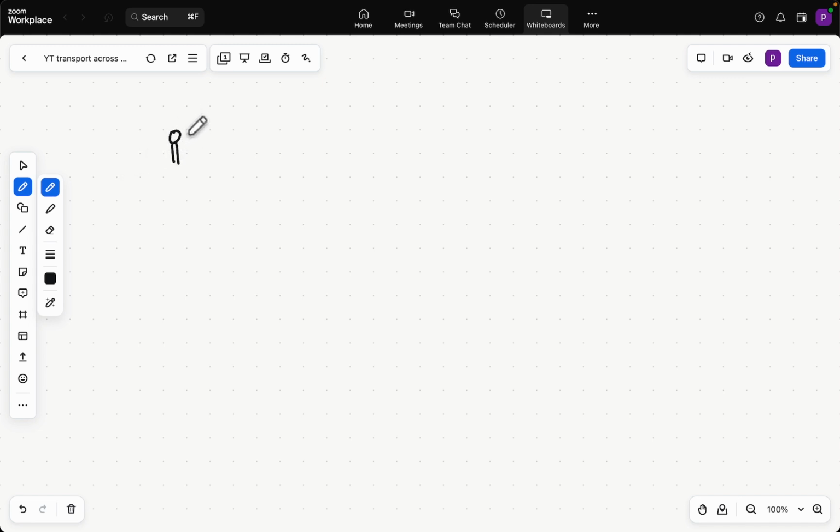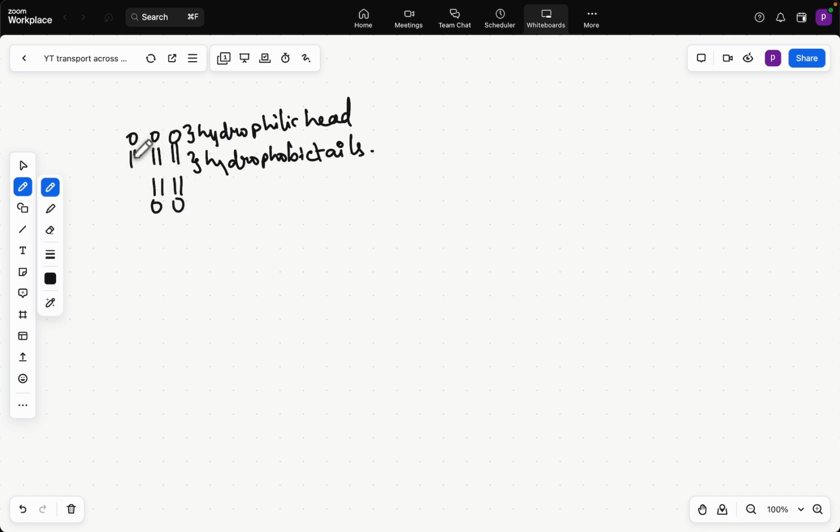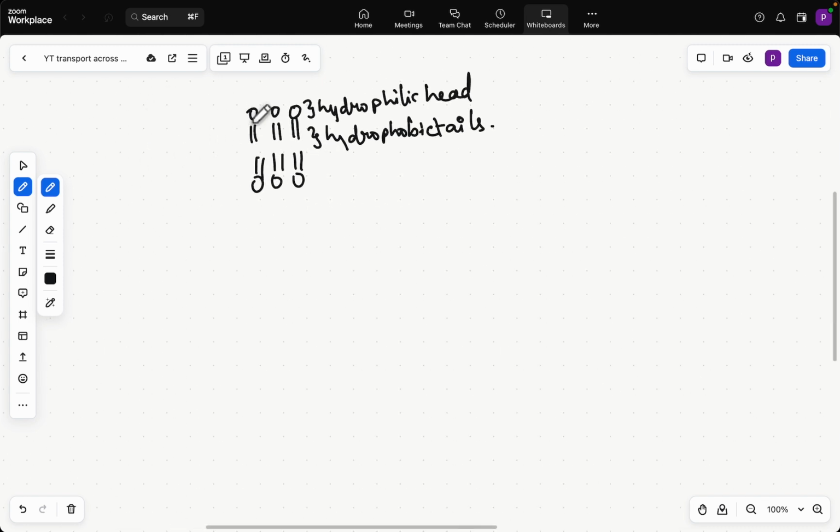So we have the hydrophilic head, hydrophobic tails, and this is actually present in a bilayer. You have two layers of this. This is a phospholipid. And we have two layers of this, and we say that the cell membrane is made up of phospholipid bilayer.